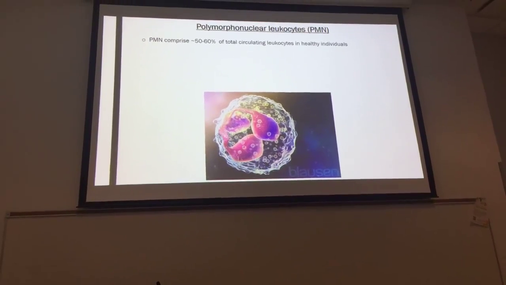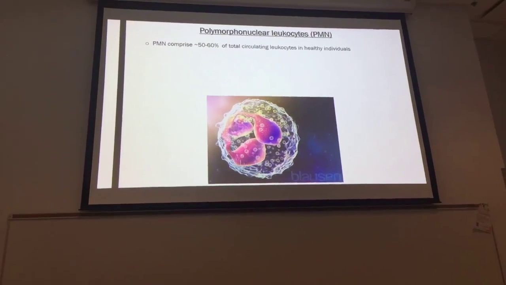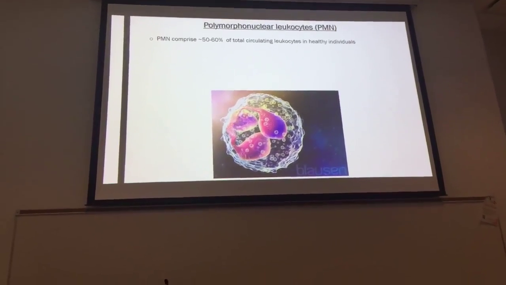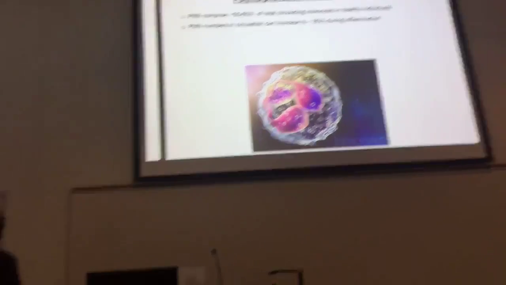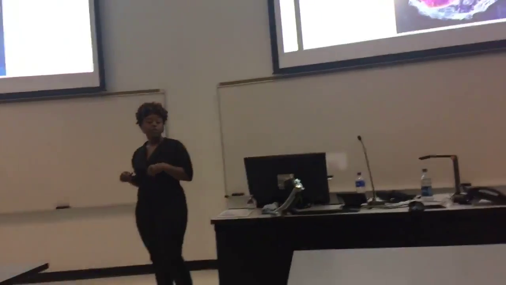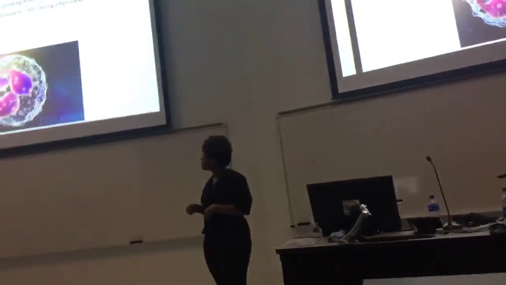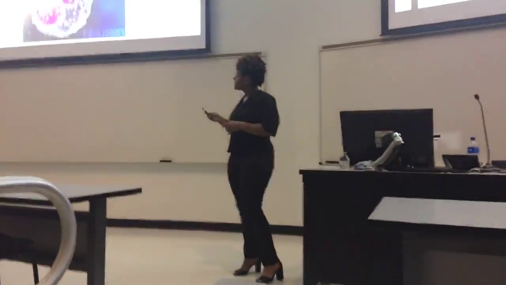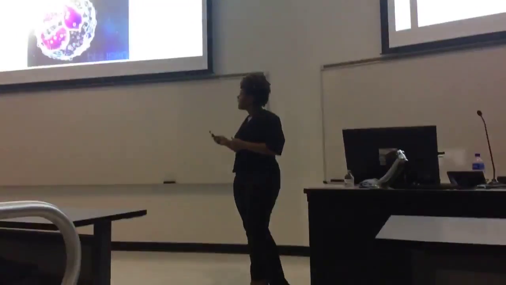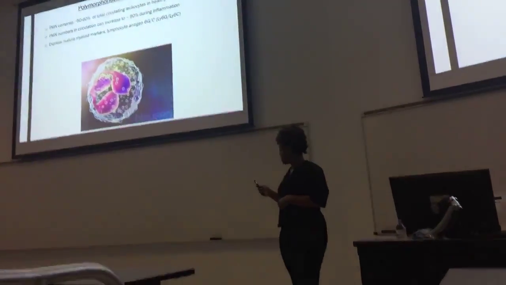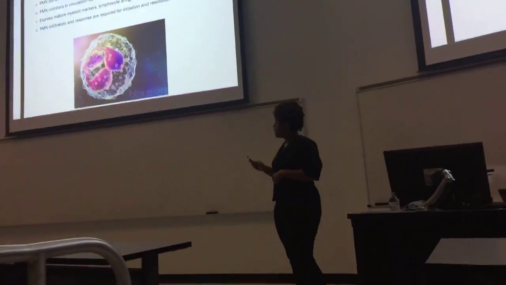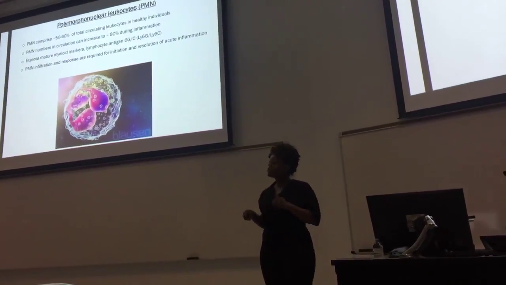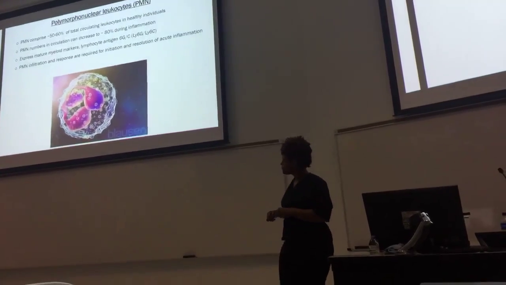PMN comprise approximately 50 to 60% of total circulating leukocytes in healthy individuals, with these numbers increasing to approximately 80% under inflammatory conditions. They can be identified in studies by the expression of mature myeloid markers, lymphocyte antigens 6C and 6G, and their infiltration and response specifically have been shown to be required for initiation and resolution of acute inflammation.